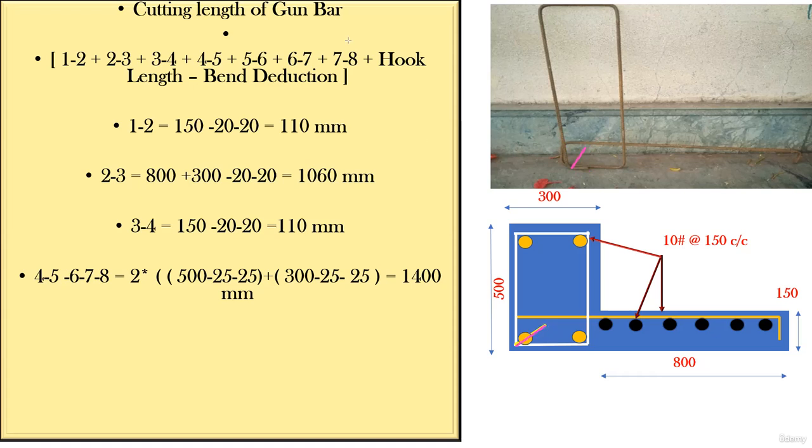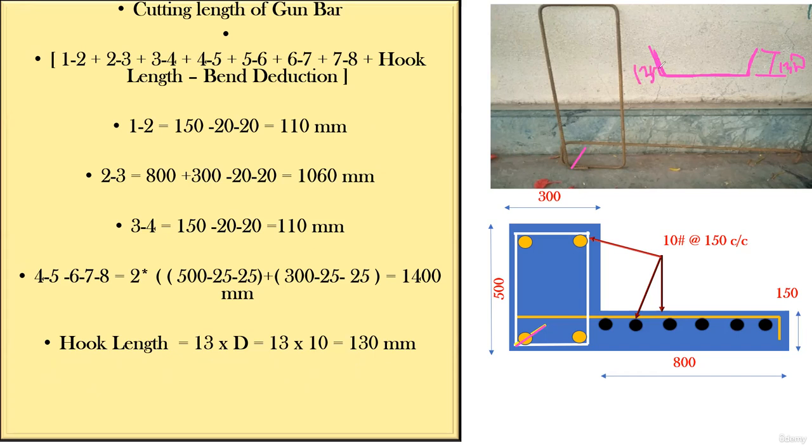So what will be the hook length? Hook length we already know. If you remember, at the time of the stirrup, when we had a stirrup like this in the column lateral ties, I told you to take this as 13 times the D, 13D, right? If you had seen my column BBS, I had taken 13D. So I'll take 13D also. Few people take this as 12D also. You can take 12D also, doesn't matter. But here I'm taking 13D.